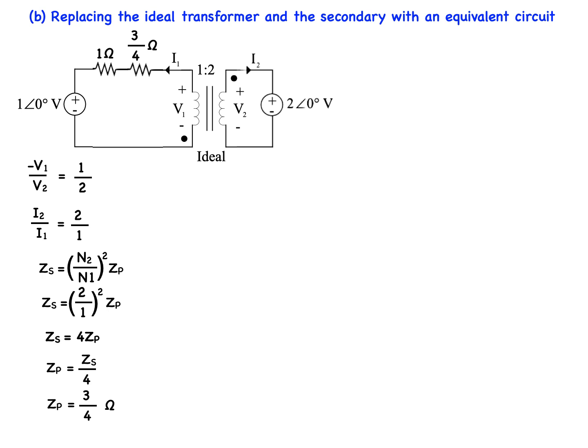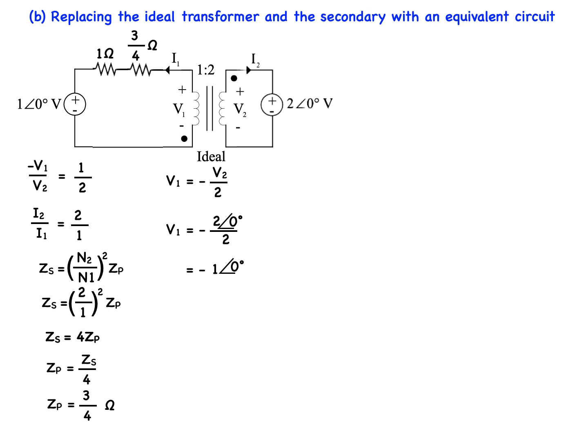We still have a voltage supply left on the secondary side of the transformer. So once again, you can use our voltage relationship, which can be rewritten to look like this. V1 is equal to minus V2 divided by 2. Substituting actual values, again, we get V1 is equal to minus 1 at 0 degrees.